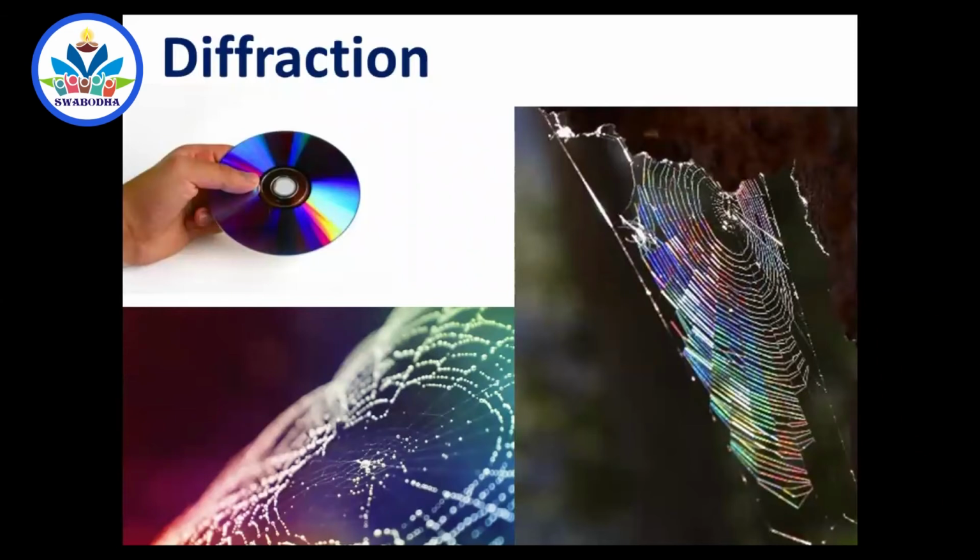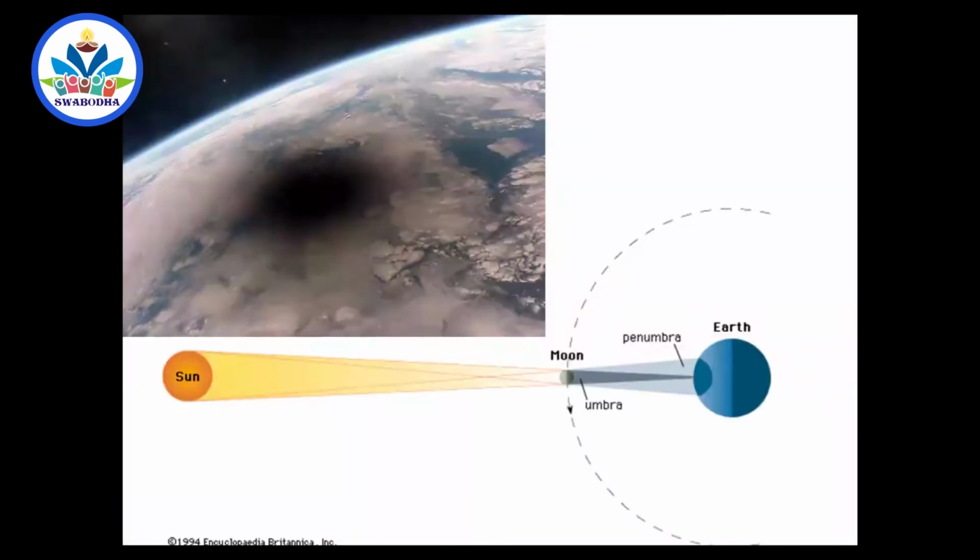We have seen that a CD appears colored because of the small ups and downs, the tracks on the surface. The thread of a spider web is so fine that it can bend light. Its thickness is comparable with the wavelength of light. They can diffract light, so shadows will not be very clear at the edges. There will be some encroachment of light into the shadow. Light will enter into the shadow. That is also diffraction.